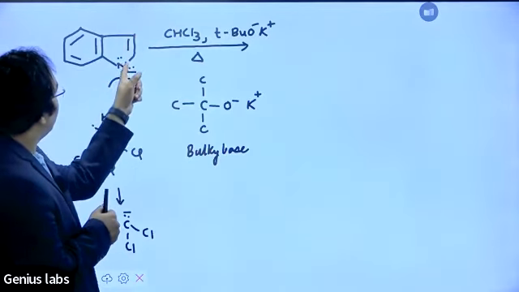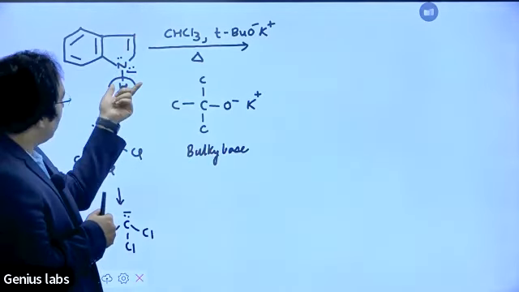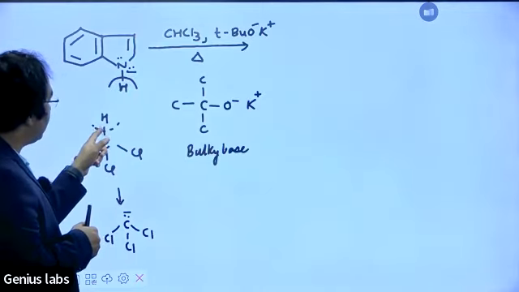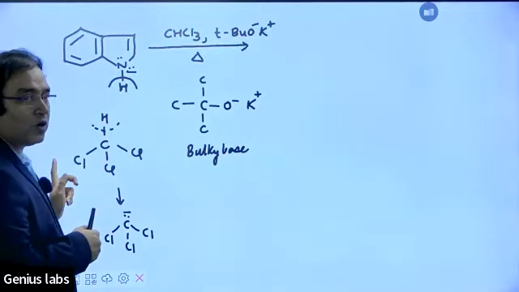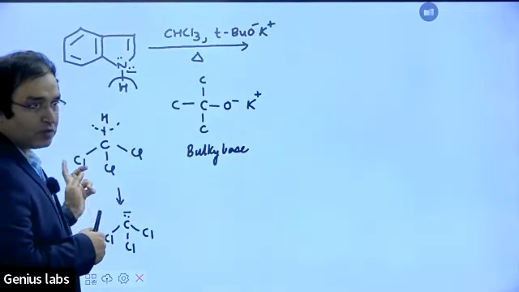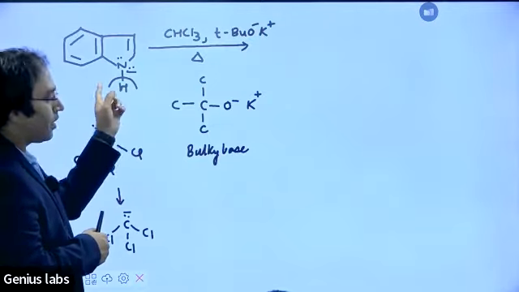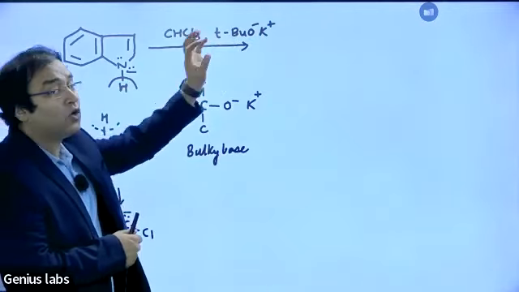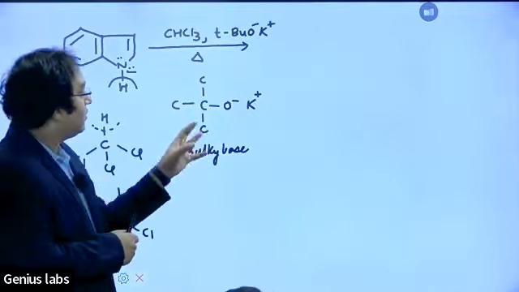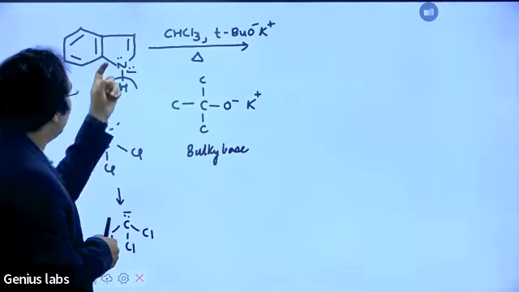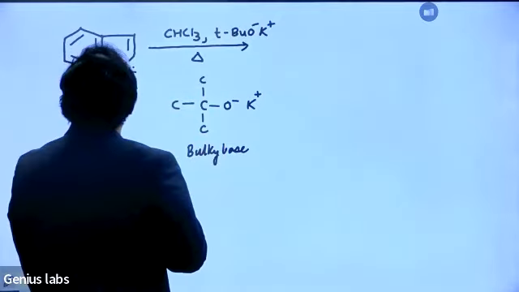This H, yes, both are being taken, I am removing both. See, why is this being taken up? Because the negative charge delocalizes in the vacant 3d orbitals of the 3 chlorines. So CHCl3 is a decent acid in that way. And here also it can be, because this is a very strong base. That's why I'm not using a normal base. I'm using a very strong bulky base. It's a very strong base, right? So it will solve both the purposes, right?